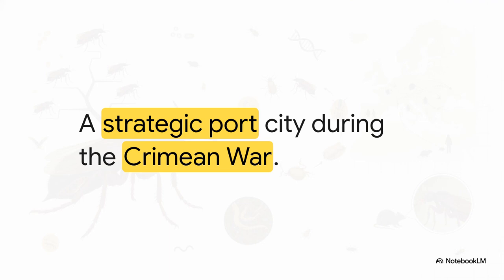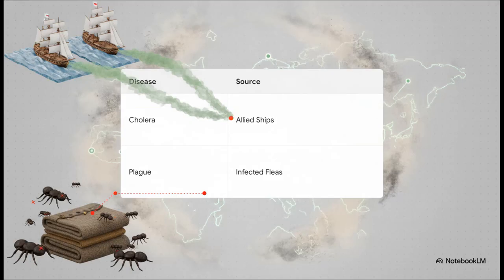To really see the real-world devastation of this, let's transport ourselves to 19th century Varna. This was a highly strategic port city right on the Black Sea, heavily utilized during the Crimean War between 1853 and 1856. Because it was such a major hub for international troop movements and supplies, it unfortunately became a terrifying epicenter for disease.